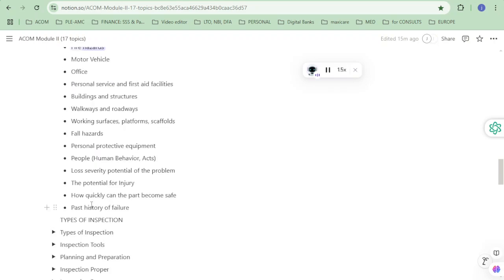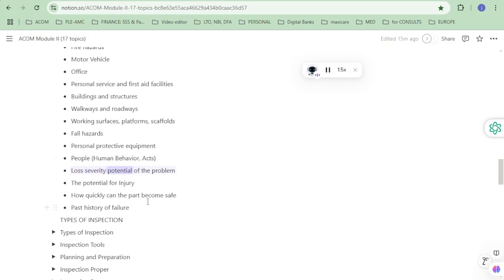Fire hazards. Motor vehicle. Office. Personal service and first aid facilities. Buildings and structures. Walkways and roadways. Working surfaces, platforms, scaffolds. Fall hazards. Personal protective equipment. People, human behavior, acts.